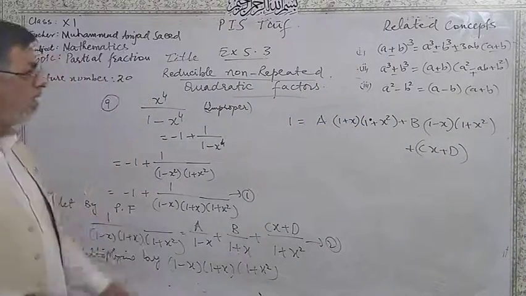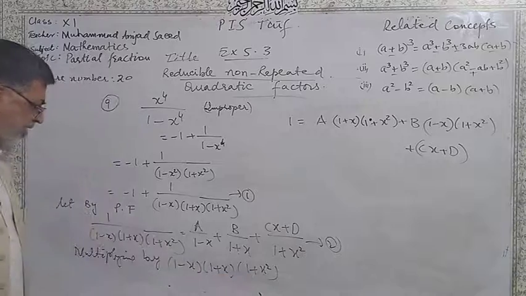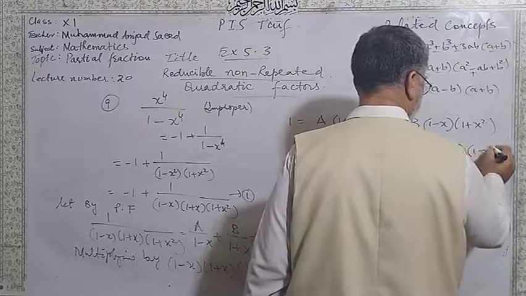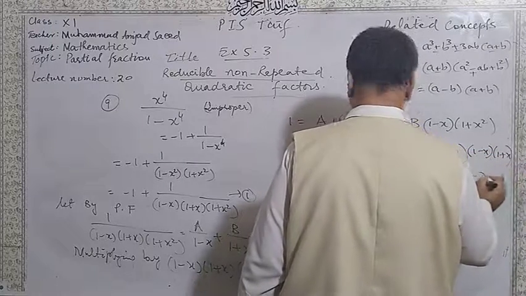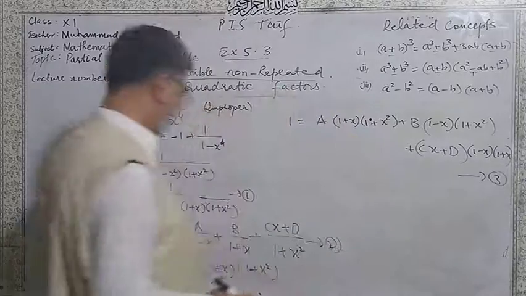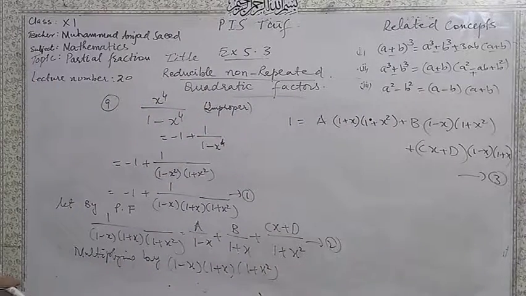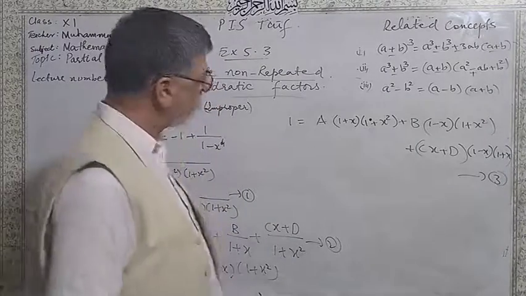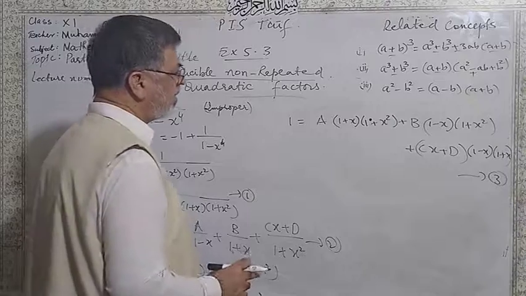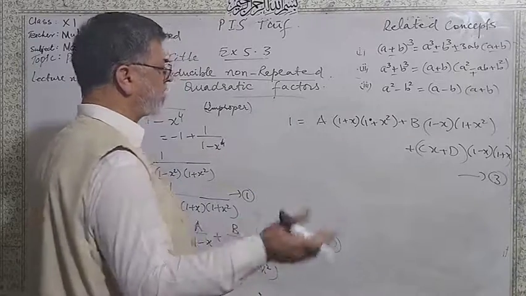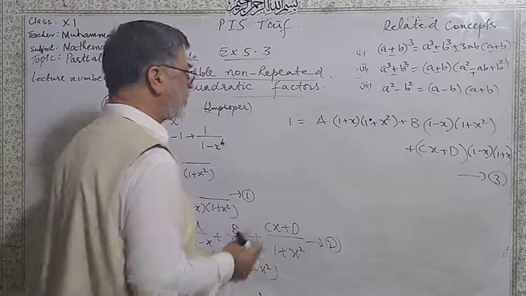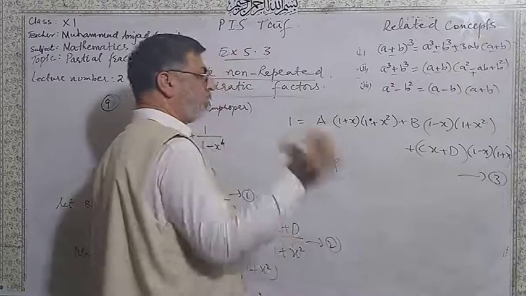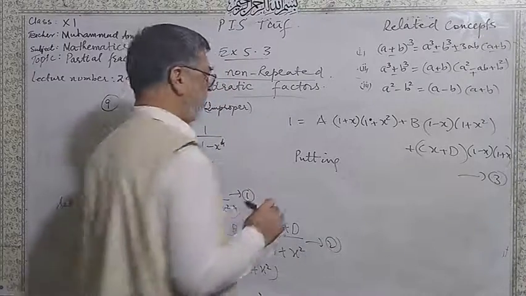Cx plus d. 1 plus x square cancelled out. We are left with these two factors, 1 minus x into 1 plus x. That is your equation number 3. Here this is without fraction. We have written this equation in linear form. Although it's not a linear equation, linear form means without fraction. Denominator is 1 here. We will apply the putting method to find two constants, and two will be from the comparison method.